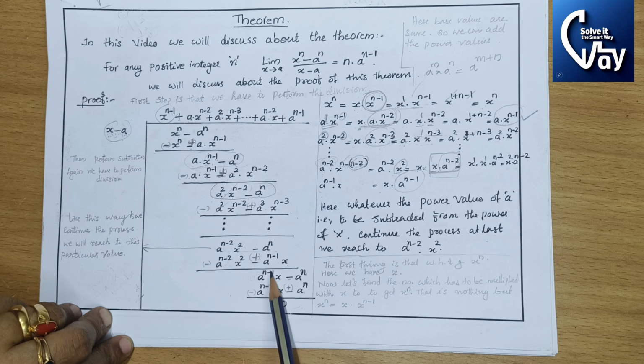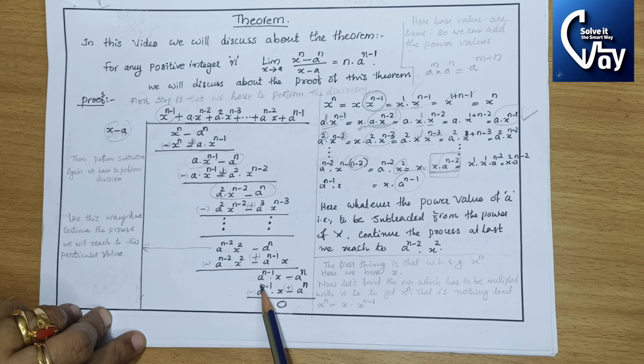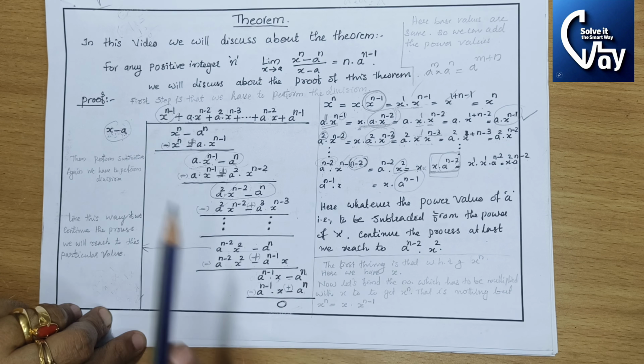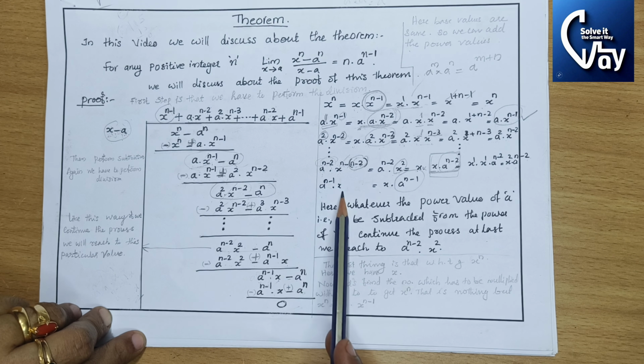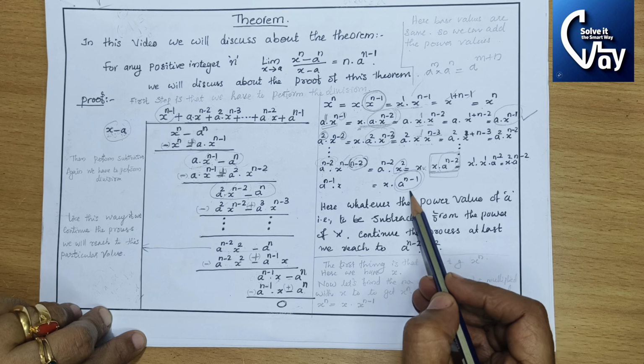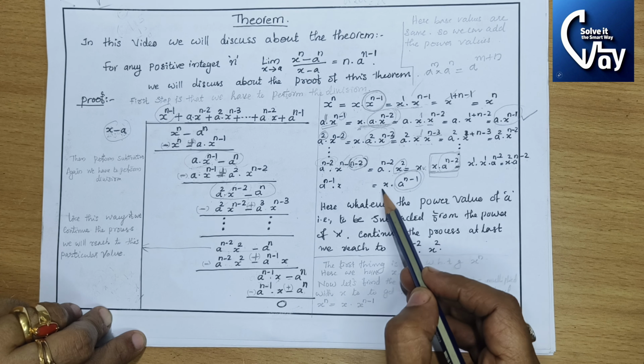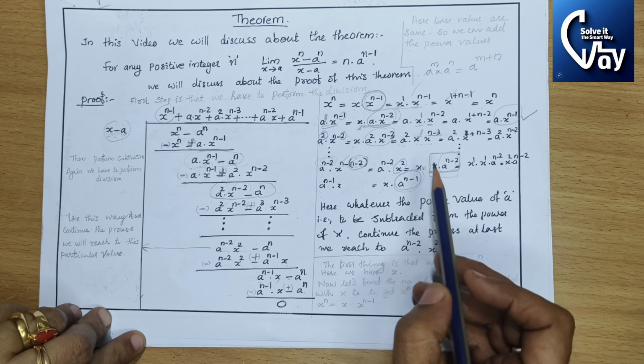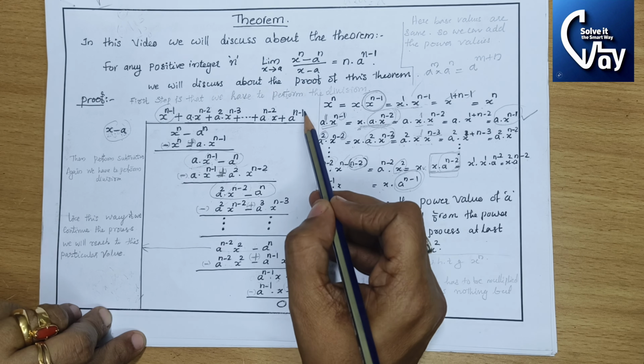So positive a raised to n minus 1 into x minus a raised to a. Again we have to perform the division. Let us find the number which has to be multiplied with x to get a raised to n minus 1 into x. Which value is multiplied with x to give a raised to n minus 1 into x? That value is nothing but a raised to n minus 1. We have to multiply a raised to n minus 1 to x to get a raised to n minus 1 into x. So the quotient is a raised to n minus 1.